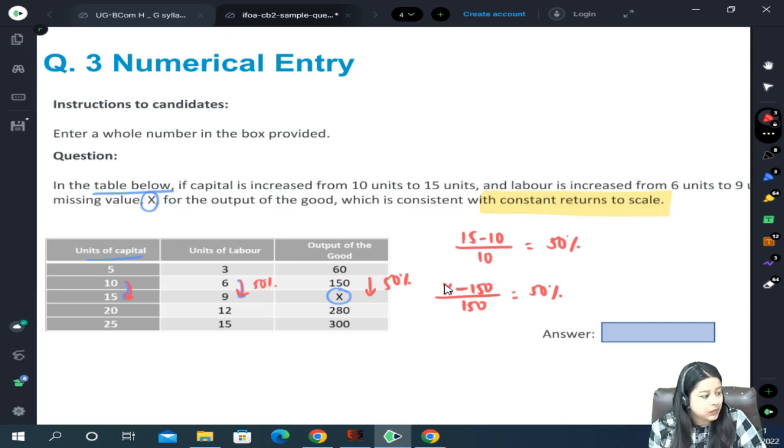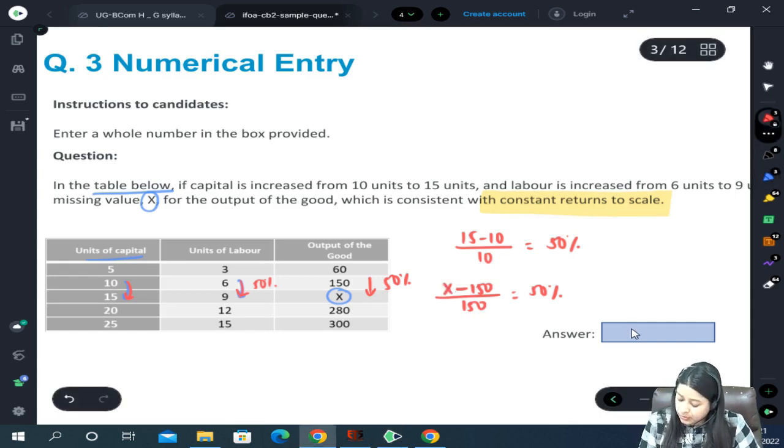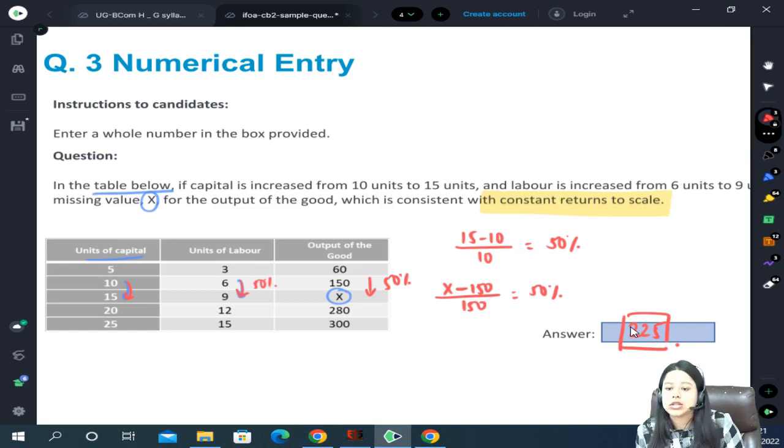What should be x? Very good, Shantini. Others, what should be your x? Ayush? Clear? Are you all getting this? So it should be, very good, 225. That should be your answer. Now you can click on this and input the answer. This is how the portal will also change.